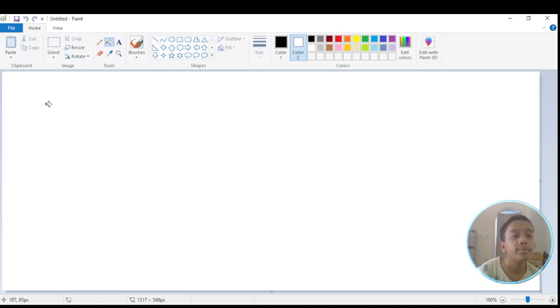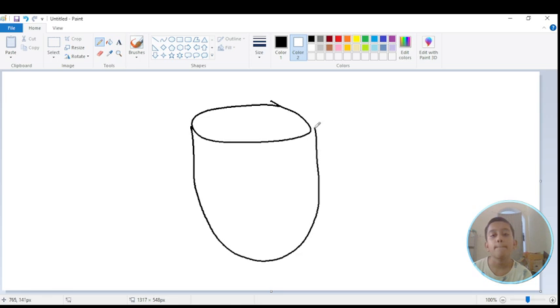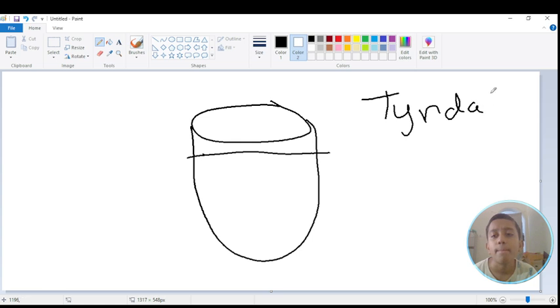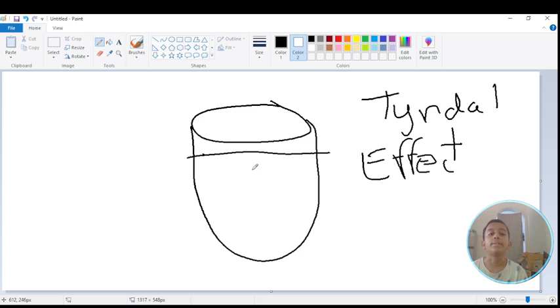I am showing you a new activity. A group of boys did the activity which was given by their teacher. They take a test tube and add some water in it, and the teacher's activity was to make the Tyndall effect in the water.